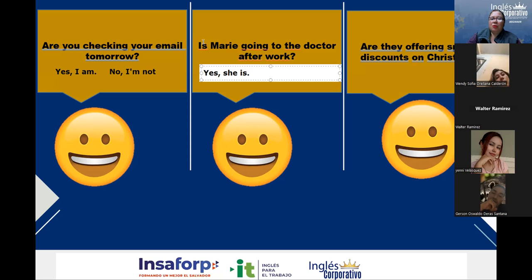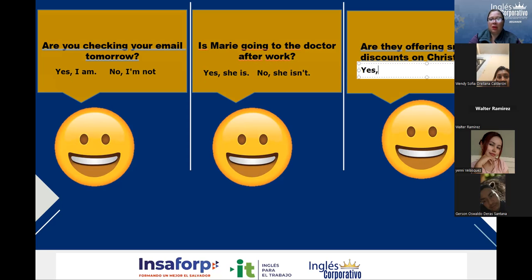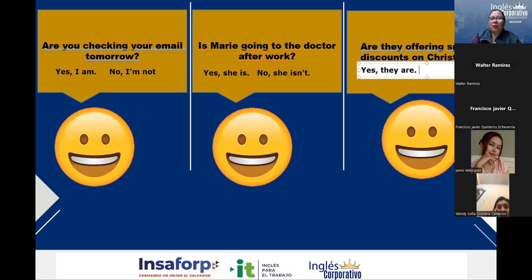Miren, aquí tenemos el verbo to be. Y con este es el que vamos a contestar, acordemos, ¿verdad? Yes, he is. O, no, he isn't. Okay, vamos a ver la última. Are they offering special discounts on Christmas? If it is affirmative, the answer will be? Yes, they are. Mm-hmm. Yes, they are. Very good. And if it is negative? No, they aren't.